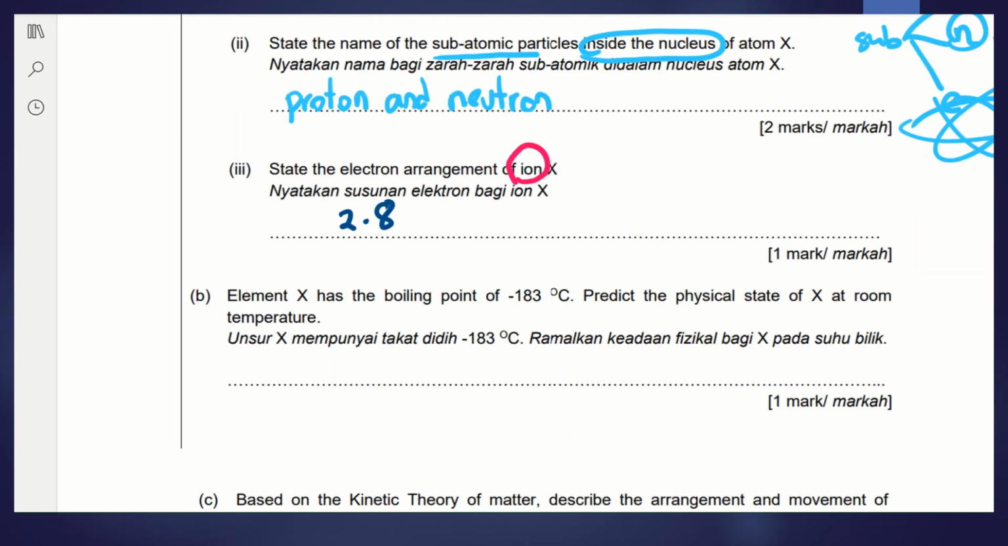Next, element X has the boiling points of -183. We know boiling point is temperature at which liquid turns to gas. So during boiling point, states of matter for substance X is liquid plus gas. Predict the physical states of X at room temperature. Like before, room temperature, we assume temperature at 25 degrees Celsius. 25 degrees Celsius is higher than the boiling point. So substance X exists as gas at room temperature.